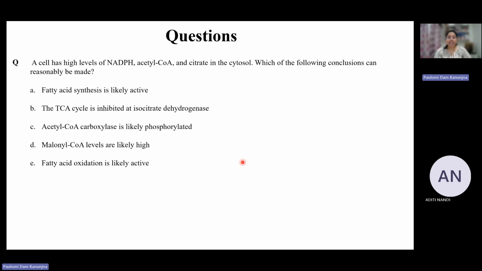So it says a cell has high level of NADPH. Again, same kind of question. Cell has high level of NADPH, acetyl coenzyme A, and citrate in the cytosol. So what could be the possible outcome here?